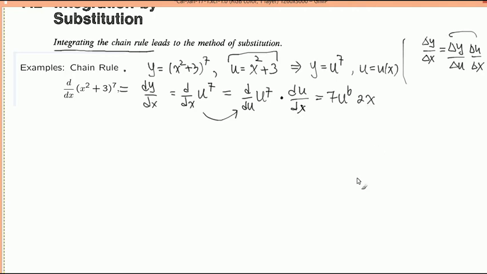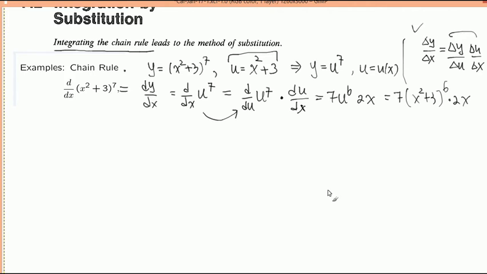2x, right? With respect to x. Then you substitute back 7 times what was u? x squared plus 3 raised to the 6th power times 2x. Right? Now, so that's the chain rule, expanded with the full detail. So what's the idea behind it? Even explained using this delta notation.